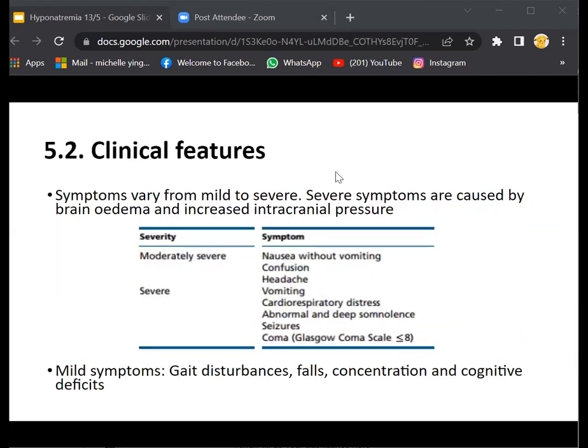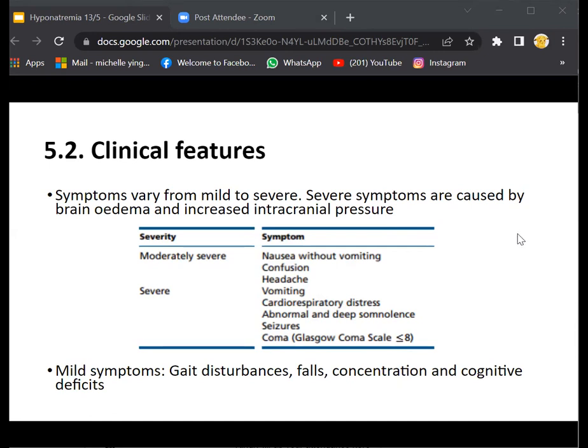Next will be the clinical features of hyponatremia. Symptoms may vary from mild to severe. Severe symptoms are caused mainly by brain edema and increased intracranial pressure. Moderately severe symptoms include nausea without vomiting, confusion, and headache.